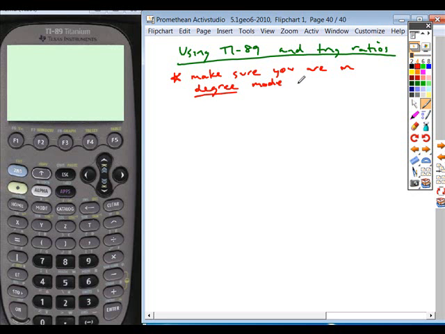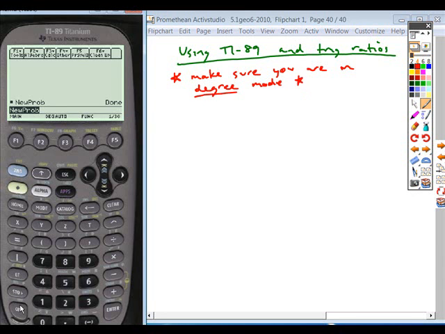All right, the first thing to make sure of is you are in degree mode. So when you turn on your calculator, anytime you're doing a problem for this class, check and make sure on your display right here at the bottom line, it says DEG. If it says RAD, you're going to get the wrong numbers.